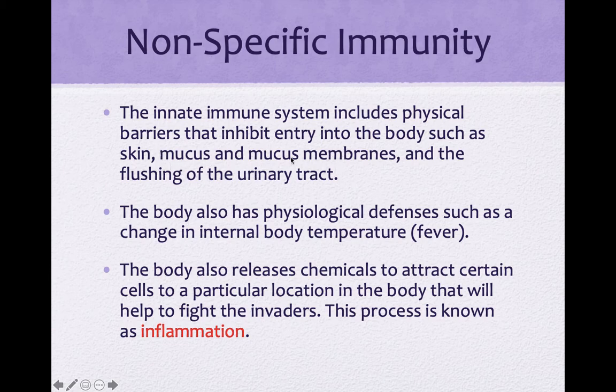Now, what's a mucous membrane? Mucous membranes are the wet parts of your body, things like the urinary tract, the reproductive tracts, the anus, the ears, the eyes, the mouth, anything that's wet. What the mucus is there for is to trap things inside of it.